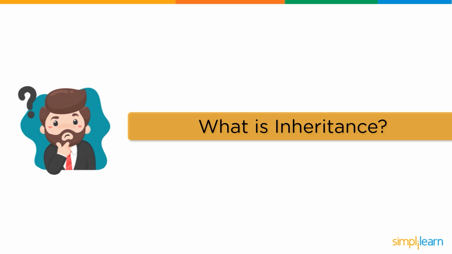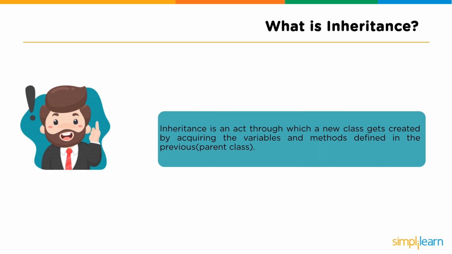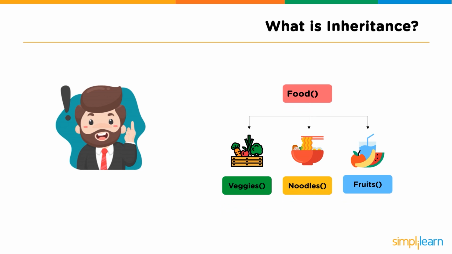So what is inheritance? Inheritance is an act through which a new class gets created by acquiring the variables and methods defined in the previous parent class. When we look at what is inheritance, we can take an example of, say, food. We have veggies, noodles, fruits, where food is the parent, and your veggies, your noodles, and fruits are all subclasses of that. They're all kind of children of food.